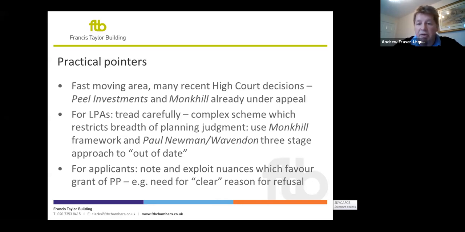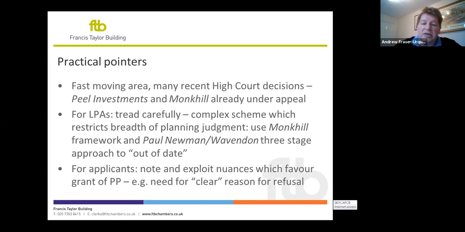Well, that's all gone because of Wavendon, because one has to look for the basket of the most important policies. So that's a comfort for local planning authorities. For developers, there are nuances still, and in fact, of course, the tilted balance itself is still there as a huge big shove towards the grant of planning permissions.